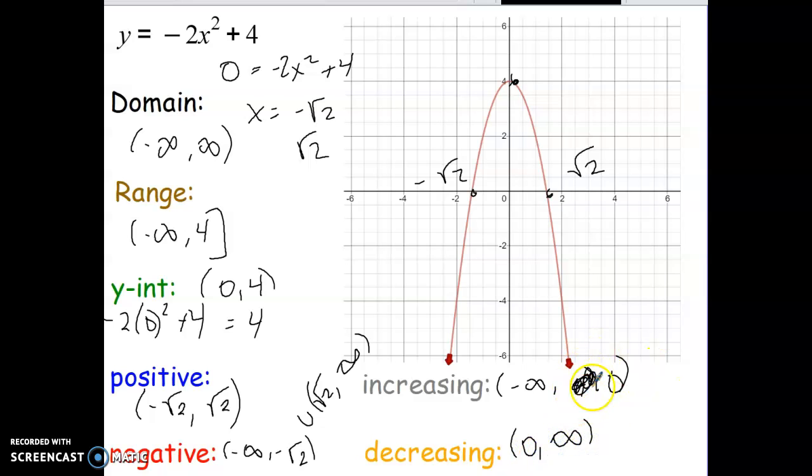Notice I had to scratch out. I tried to use the 4 there, which is a y value. Some of y'all are making that mistake. So I scratched it out and put the x value. Remember that all of these intervals, except for range, are based on x values. All right, let's do another one.